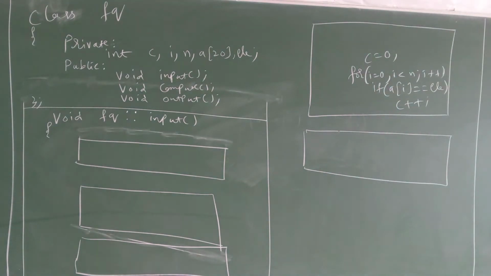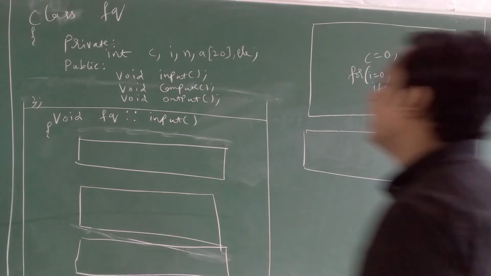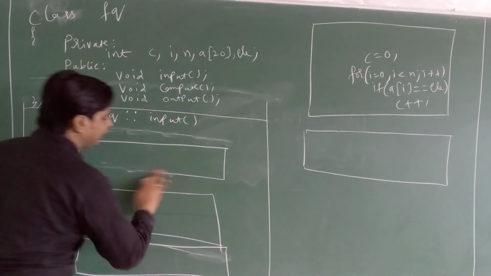Now, how many inputs do you have? Test and say. At the start of the class I told you how many inputs you have. 3, very good. We have 3 inputs. What are they? N, array and element to be counted. We have 3 inputs: N, array and element to be counted. So easily you can write this in this manner.